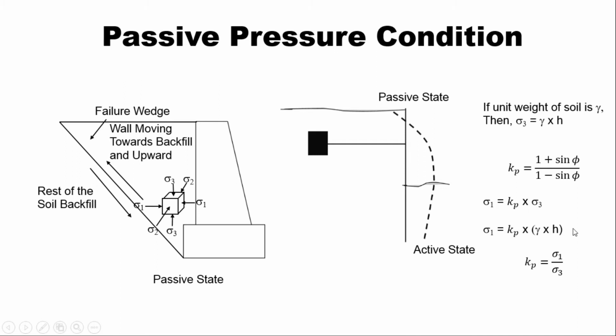But sigma 3 is equal to gamma times h, and therefore sigma 1 is equal to Kp times gamma times h. That's why Kp is equal to sigma 1 divided by sigma 3. Sigma 1 being larger as compared to sigma 3, Kp, the coefficient of passive earth pressure, is always greater than 1. And that's why we can write the expression Kp = (1 + sin phi)/(1 - sin phi), which gives us the value of Kp greater than 1.